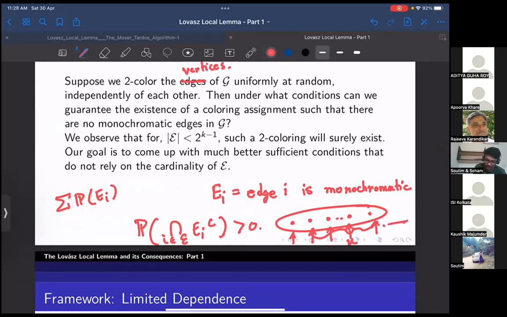So the total number of ways that you can color is 2 power k, and this will be monochromatic if all the vertices are colored red or all the vertices are colored blue. So this probability, once we sum this up, is nothing but 1 by 2 power k minus 1, right? Now, a sufficient condition would be this, because in that case, this sum will fall below 1.